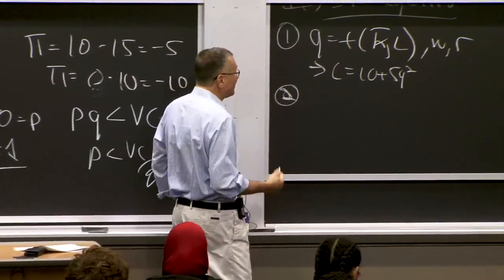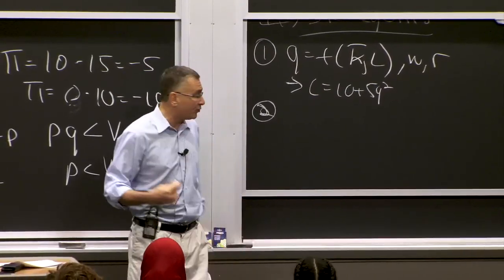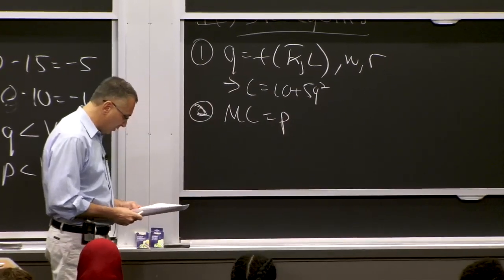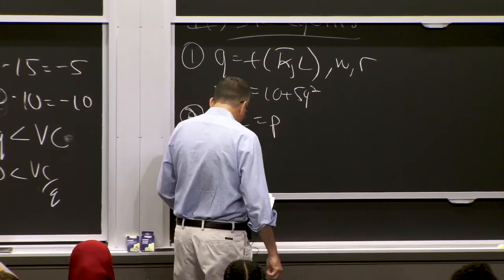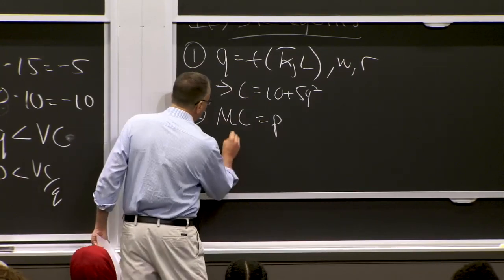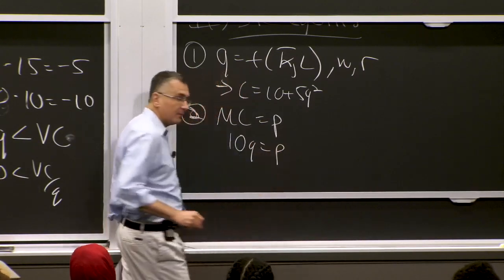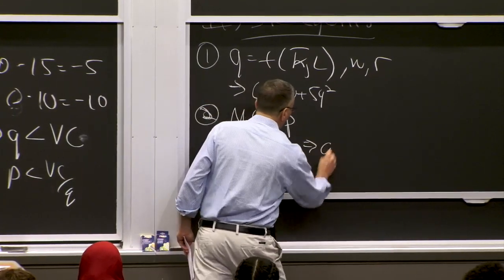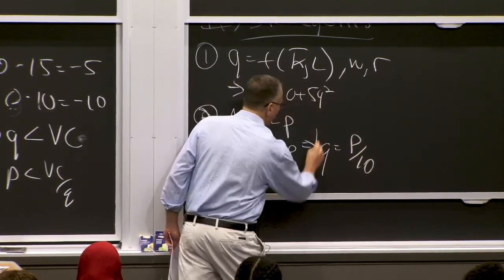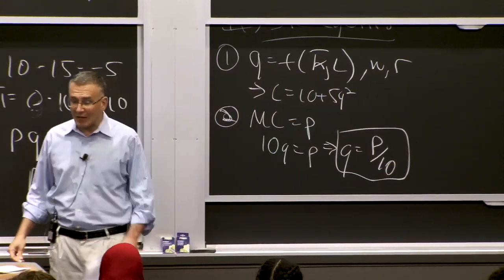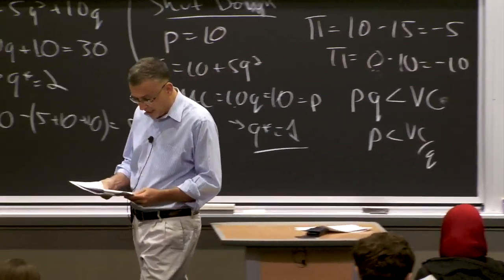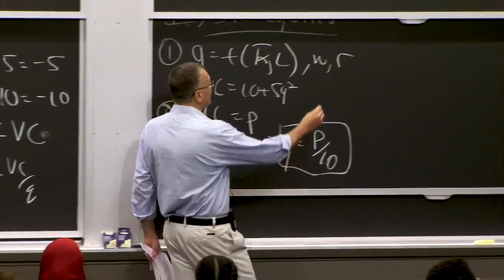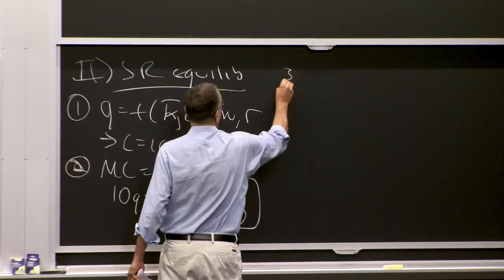Step 2: based on this, we can get optimal production levels from the fundamental profit maximization rule, MC equals P. So here we say 10Q equals P. This yields a supply function, which is Q equals P over 10, and that's our supply curve. That's what I drew here. Q equals P over 10 is the firm's supply curve.